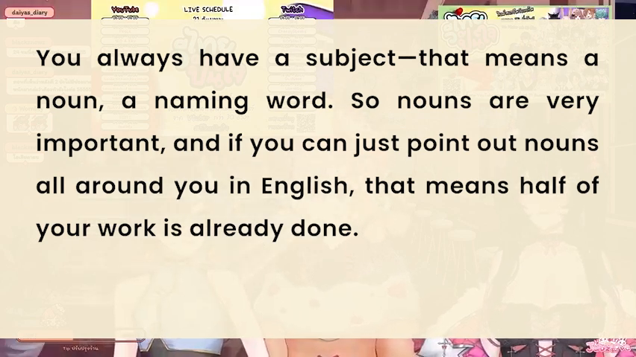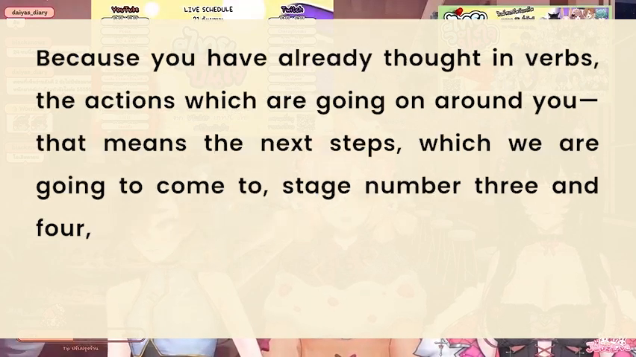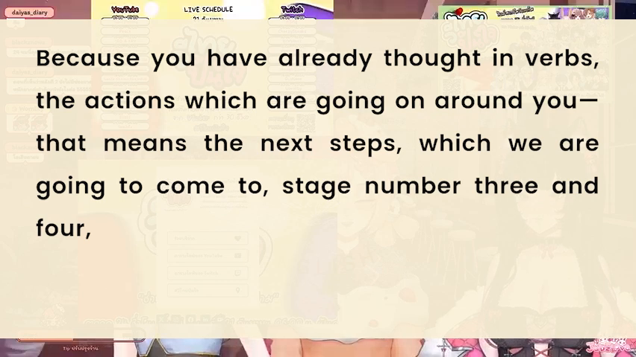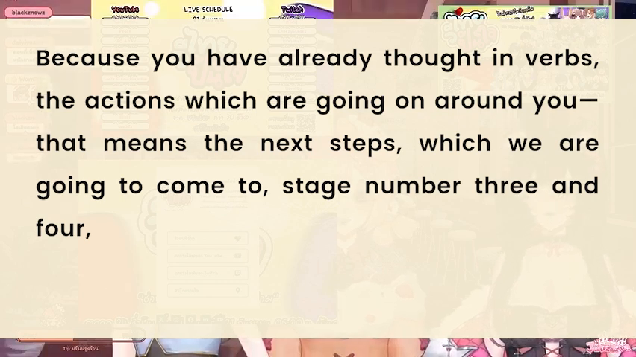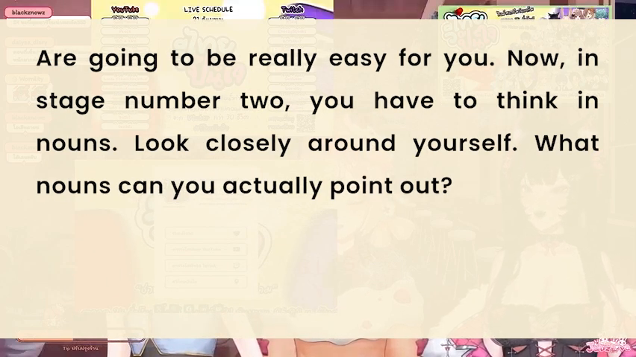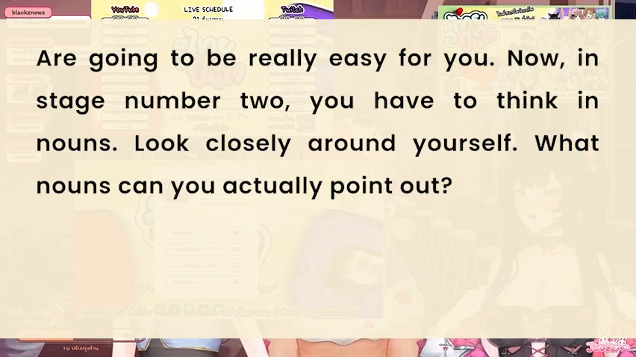And if you can just point out nouns all around you in English, that means half of your work is already done. Because you have already thought in verbs, the actions which are going on around you, the next steps, stage number 3 and 4, which we are going to come to, are going to be really easy for you. Now in stage number 2, you have to think in nouns. Look closely around yourself. What nouns can you actually point out?